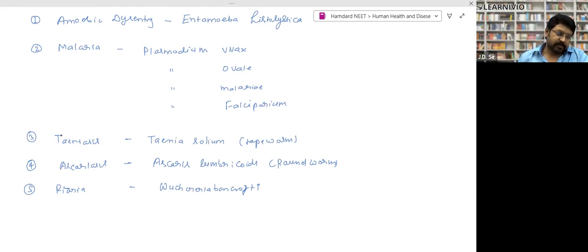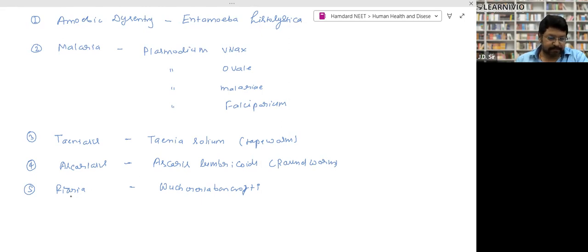Taeniasis is spread by Taenia solium, a tapeworm. The tapeworm gets inside the small intestine of a human being and sucks the half-digested food, right? You must have seen this organism in your classification system. Ascariasis is spread by Ascaris lumbricoides, right? That is a roundworm, right?